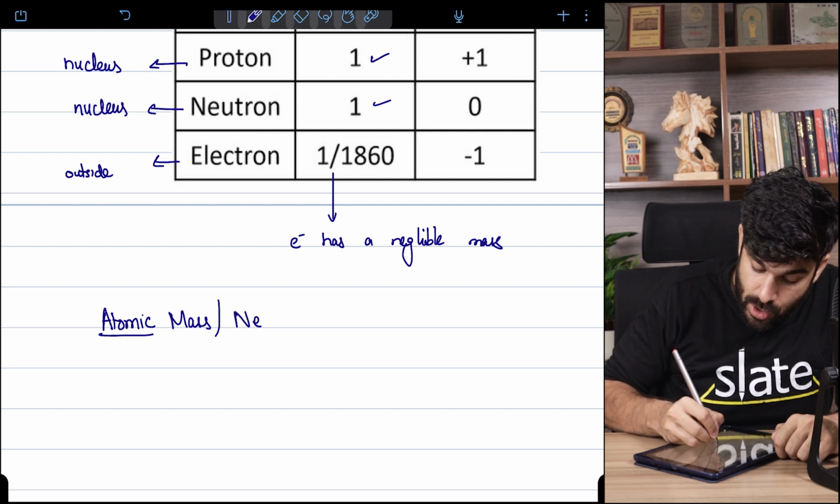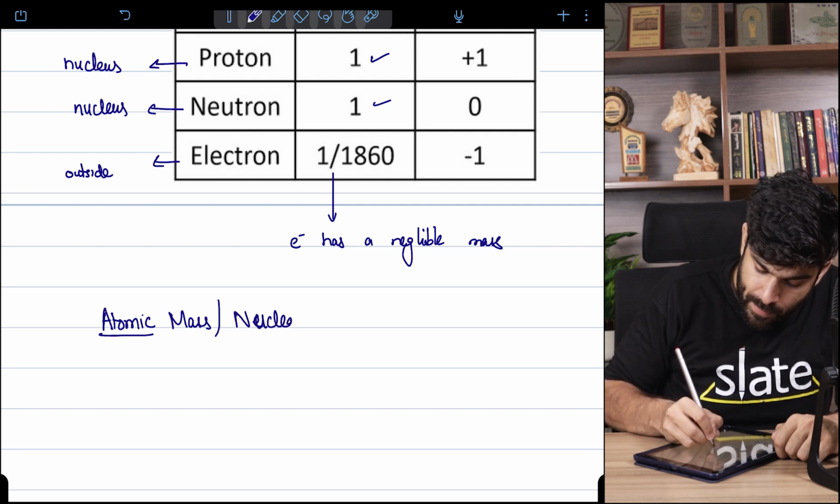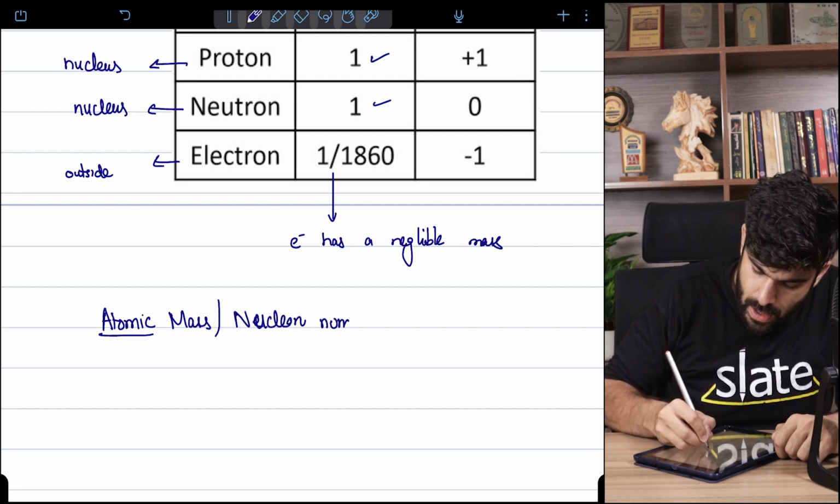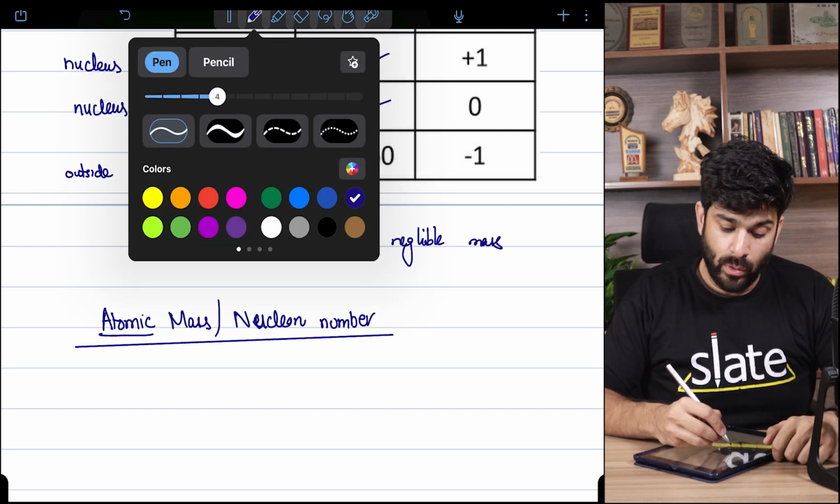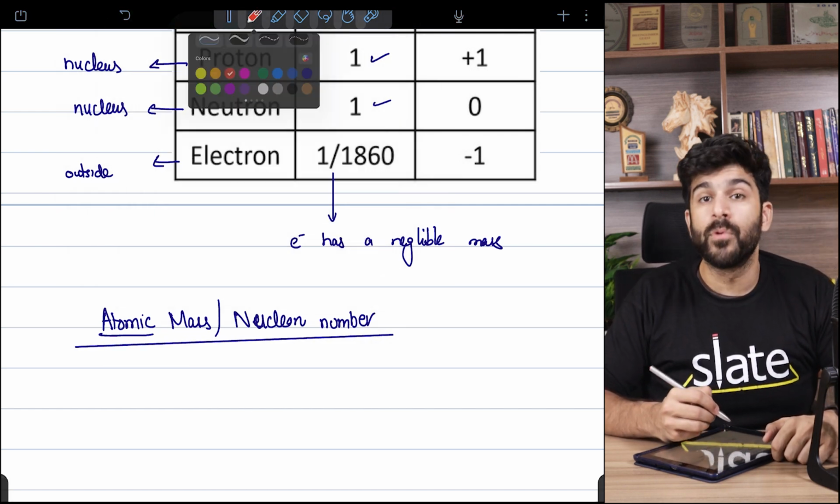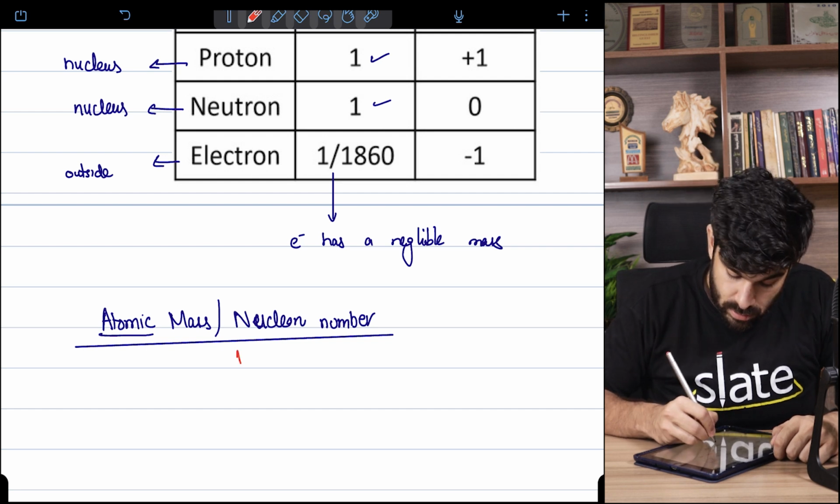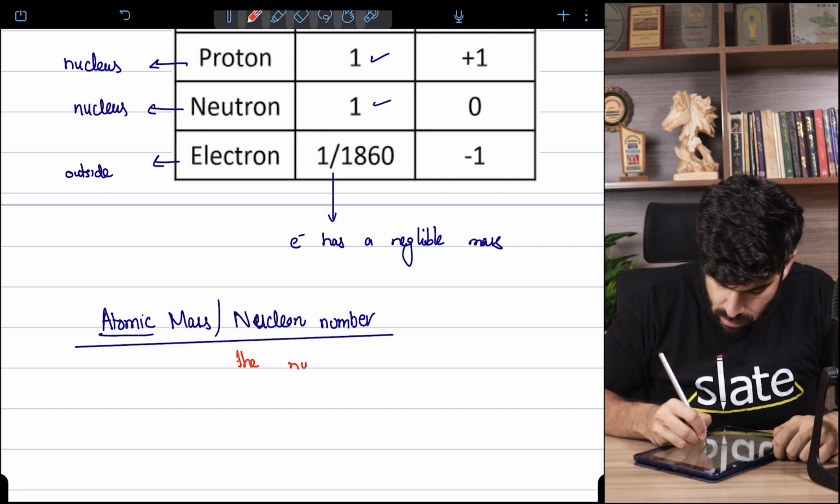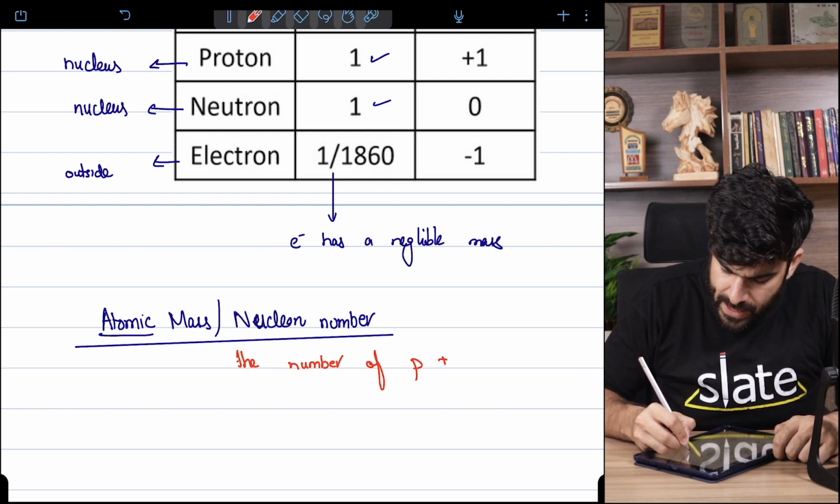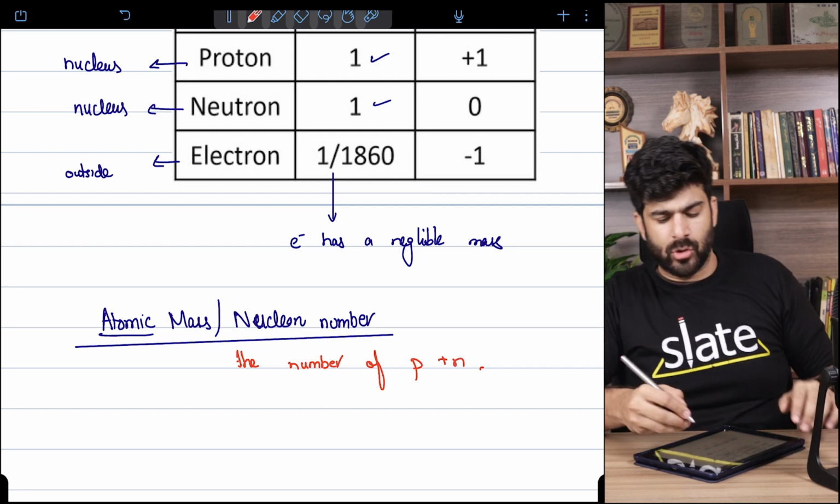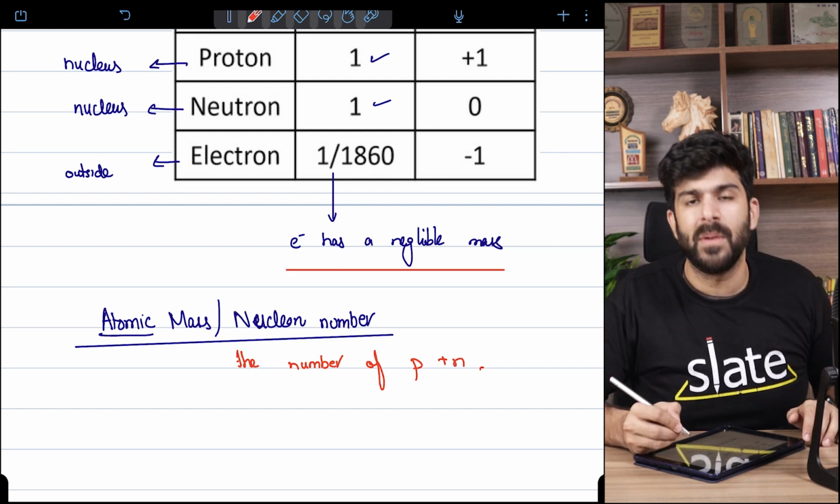or nucleon number. This is the same thing because here we are talking about the number of protons and neutrons. P and N. Why not electron? Because electron has a negligible mass.